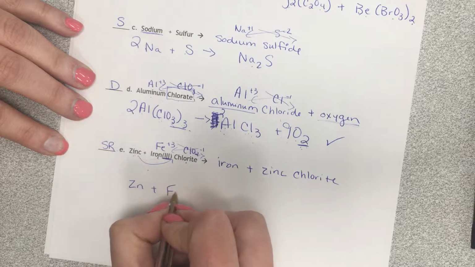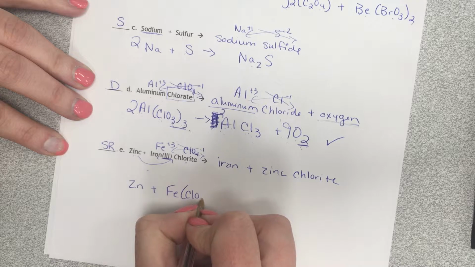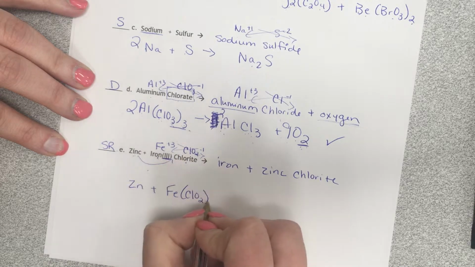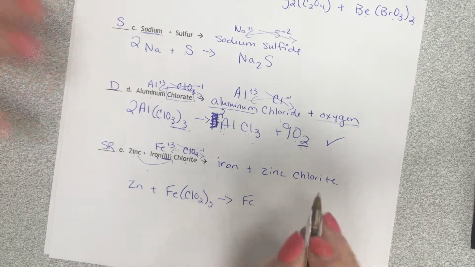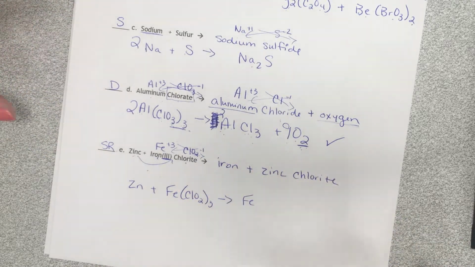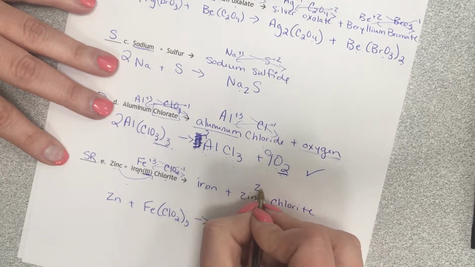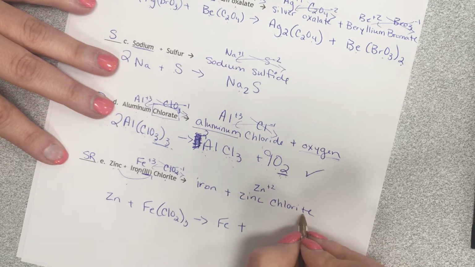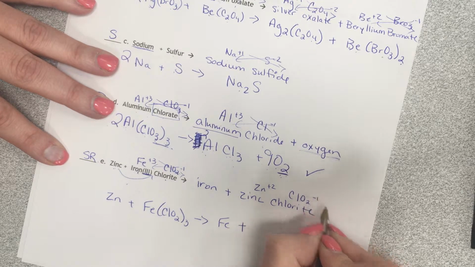So we have iron, 1, but we don't write it. Chlorite, we have 3 of them. Yields, iron is just Fe. We don't have to worry about Roman numerals. It's not diatomic. We just bring it down and we're done. Zinc chloride. So zinc is a +2 charge. Chlorite, like over here, is ClO2 -1.